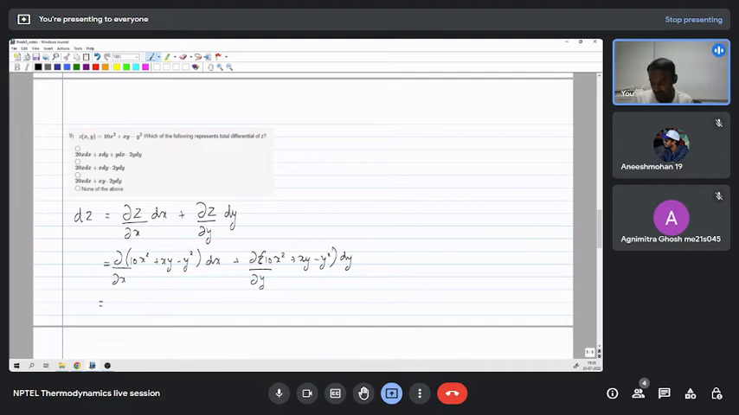So differentiating this expression with respect to x, we have 20x plus y, and this term will become 0. We have into dx plus differentiating 10x square partially with respect to y, we get 0, and differentiating this with respect to y, we get x, and here we have minus y into dy.